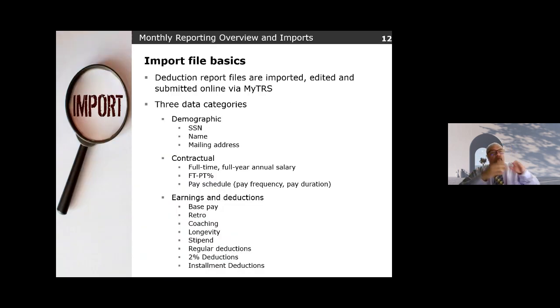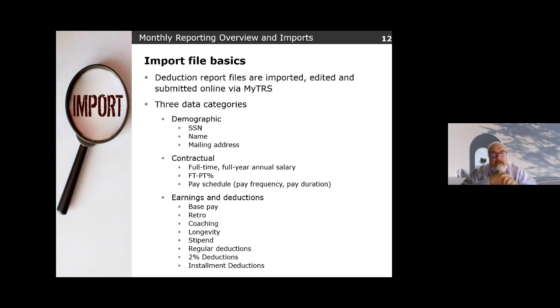Now, the import file itself, I know that the structure probably looked a little bit like gobbledygook, but there's some categories of data that are in there. And none of these should probably surprise you, right? We're going to have some demographic data. So for all your employees that you're reporting to us, you can give us their SSN, their name, their mailing address. By the way, this is a great reason why we always tell you never, ever, ever email these files, because there is so much data in them. Sending them through MyTRS is encrypted and that's safe, but email's not.